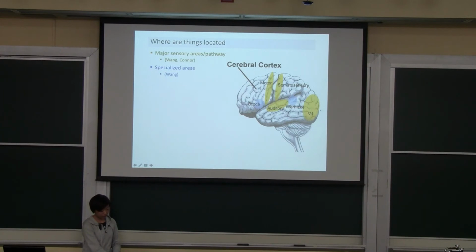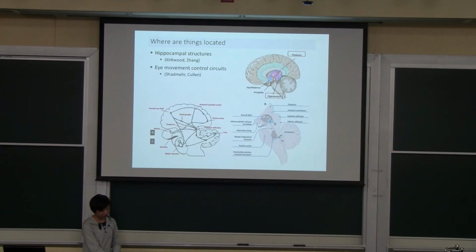So everything in the front of this part is more related to motor. Okay. And what else? Just some more general big pictures of where things are located. So remember, Dr. Kirkwood and Dr. Zhang have talked about the hippocampus, which is a structure shown here in purple. And Dr. Zhang also talked about some other areas like entorhinal cortex. So those are all structures inside, somewhere around here, in the middle of your brain.